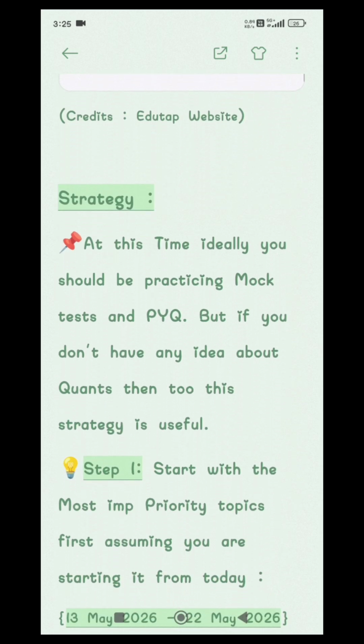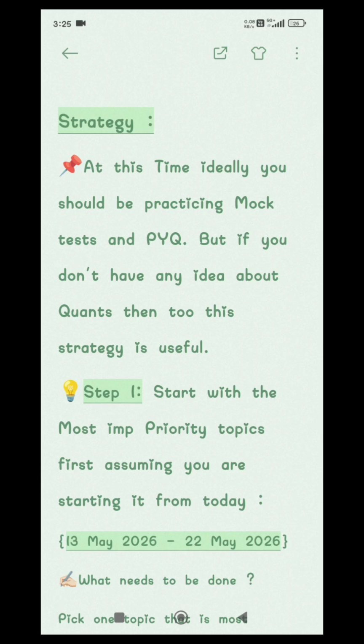Now let's move towards the strategy. At this time you should be practicing your mocks and your PYQs, but the most important thing is that even if you don't have any idea about quants, the strategy is useful. So whether you have an idea or you don't, the strategy is useful.